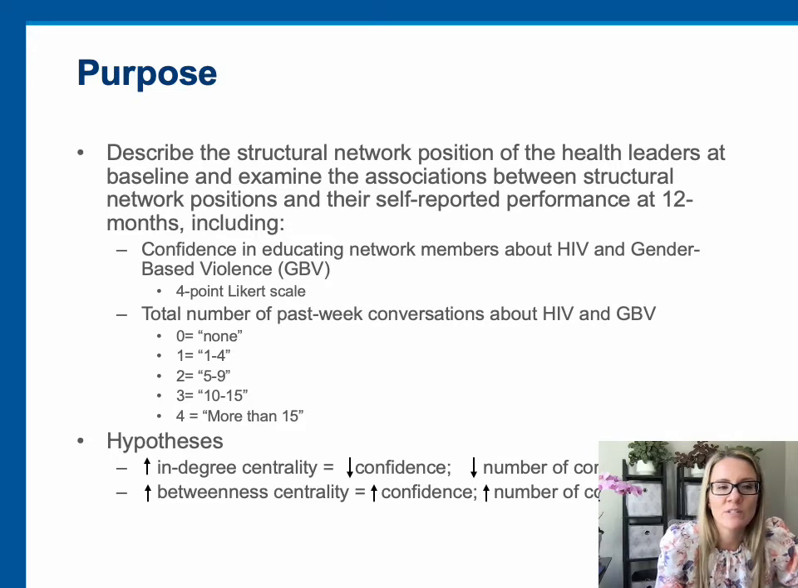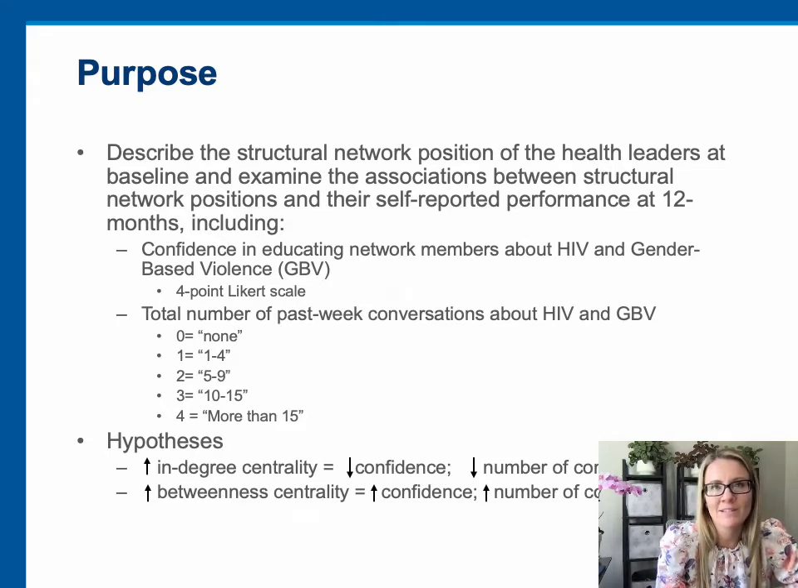So our purpose was to describe the structural network position of our health leaders and to examine that association between that position at baseline and the peer leader's self-reported performance at our 12-month assessment. And the outcomes that were available to us were their confidence in educating other network members about HIV and gender-based violence. These were questions that were asked of each of the peer leaders on a 4-point Likert scale. And then the peer leaders were also asked to report the number of past week conversations that they had about those 2 topics as well, separately.